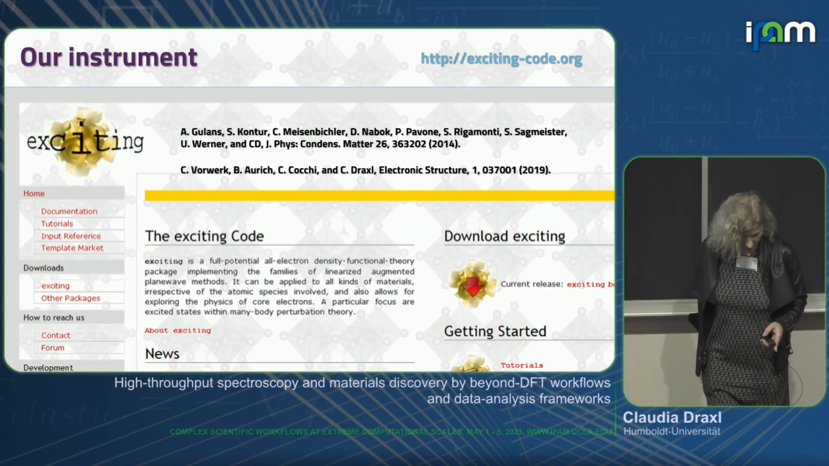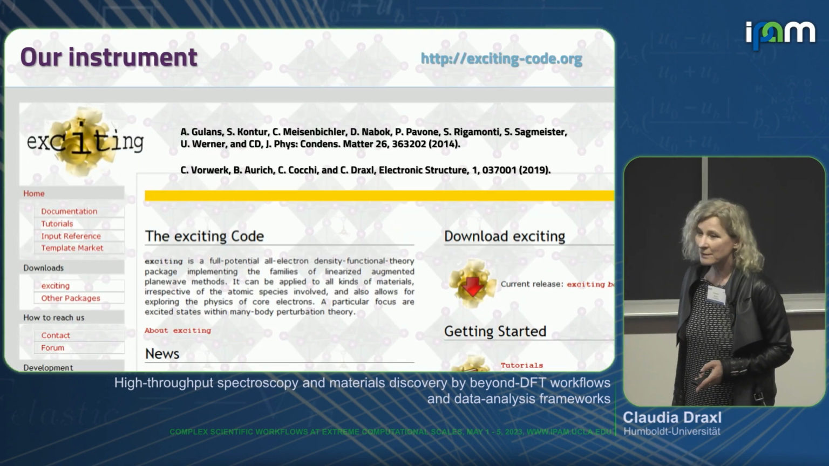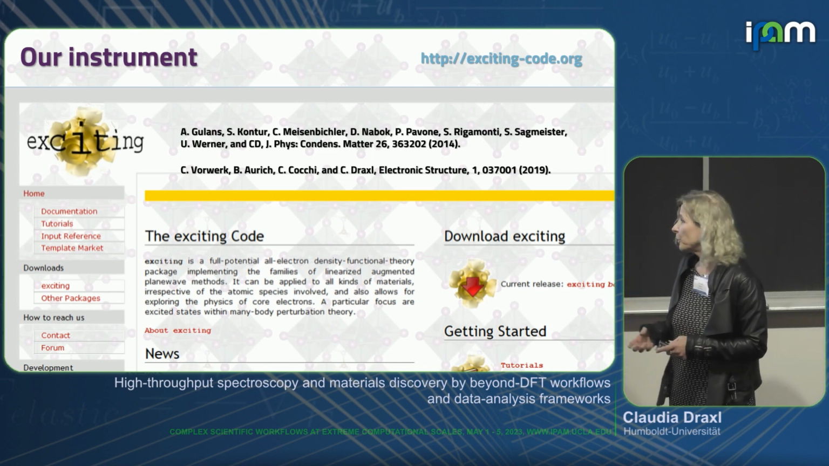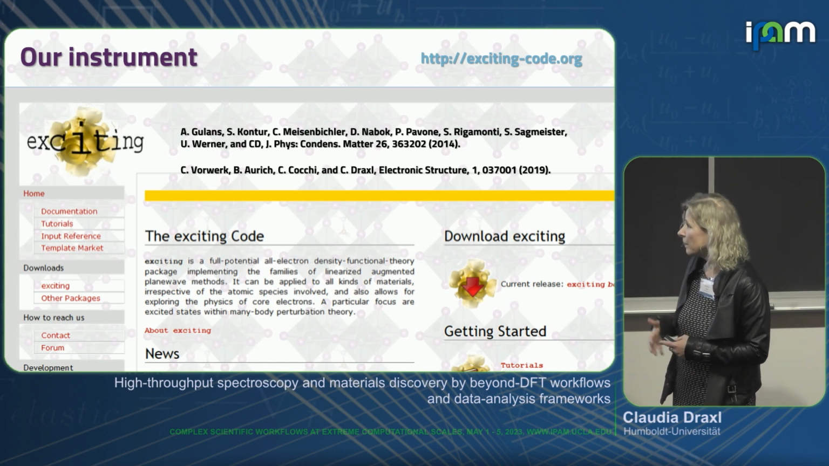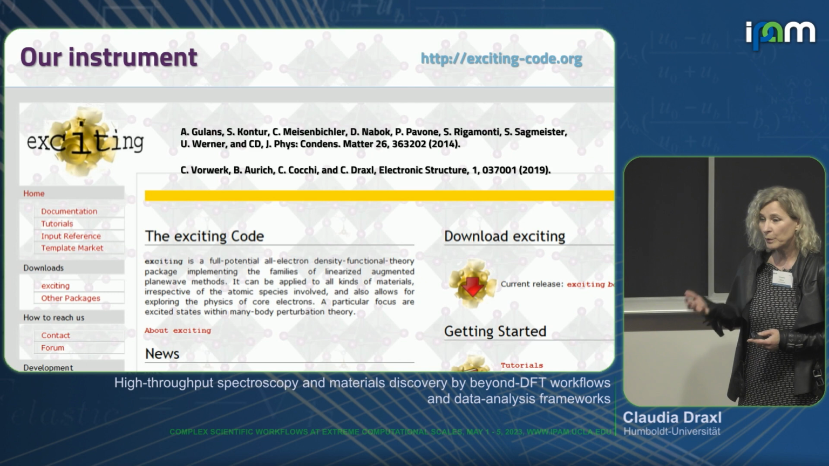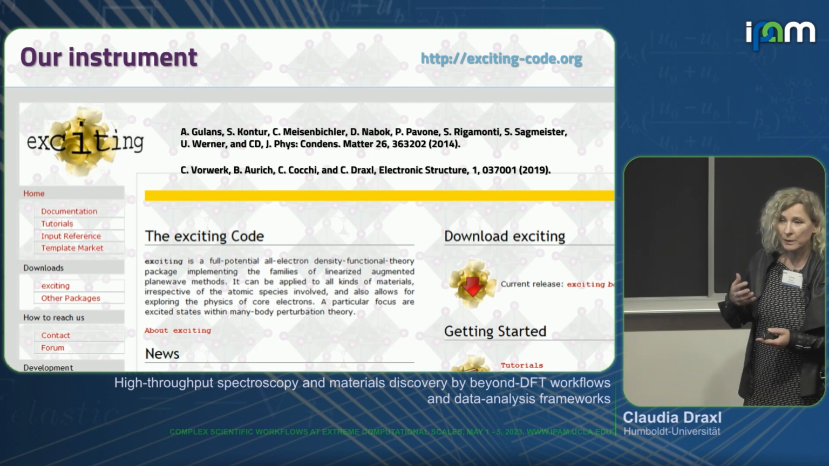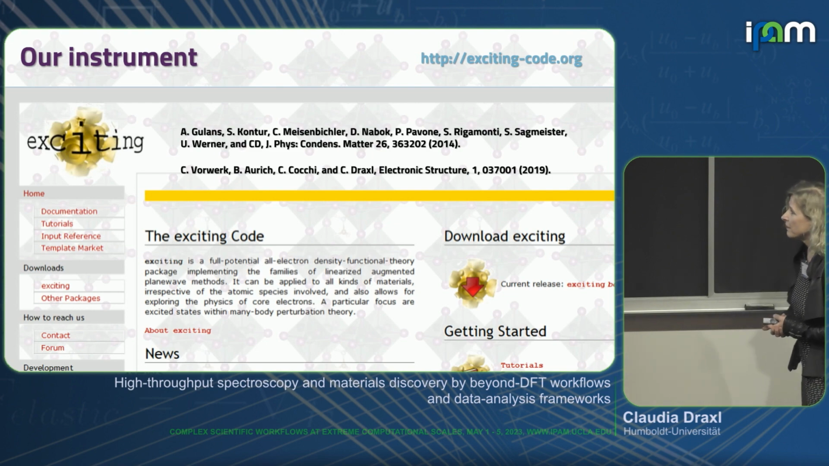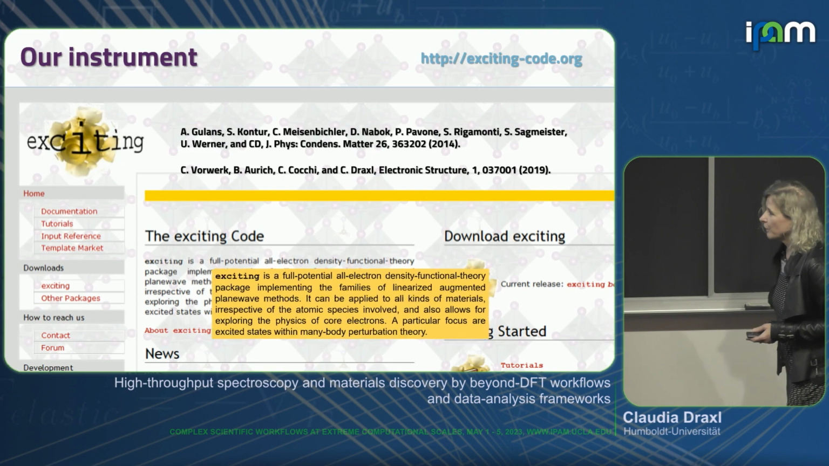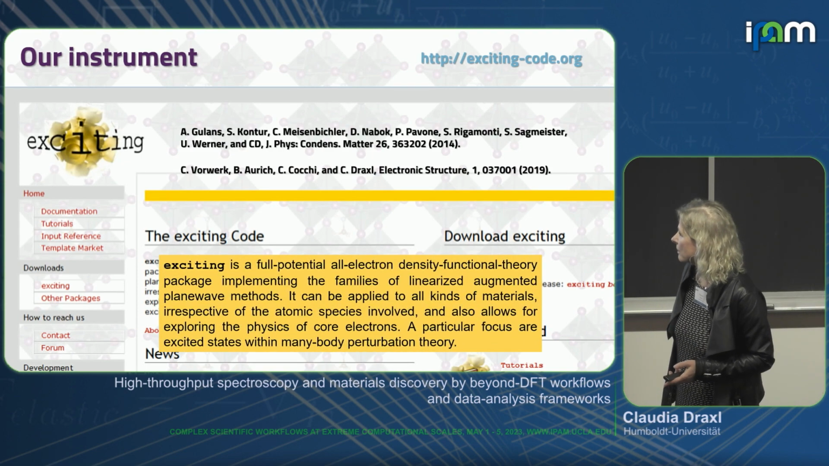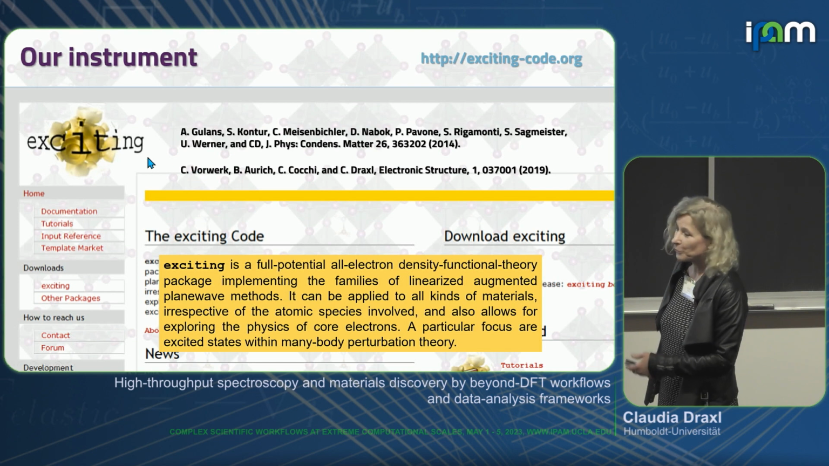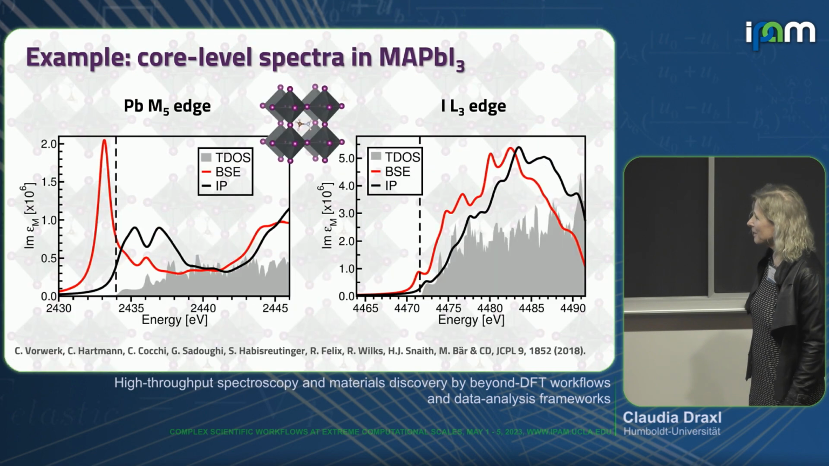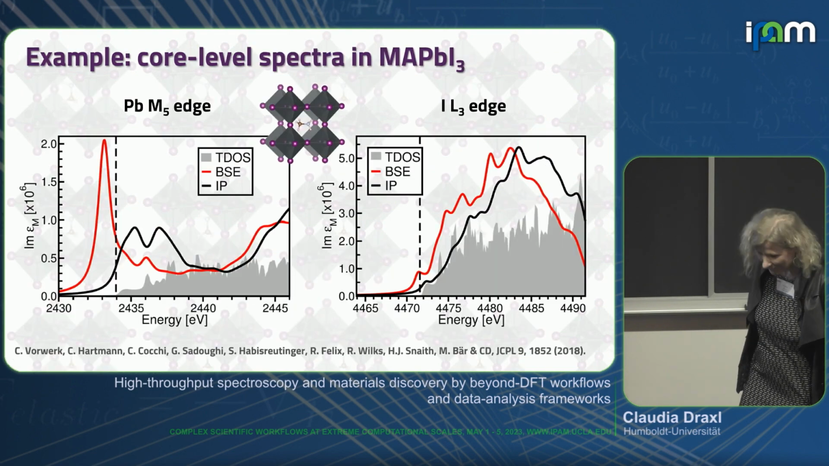Let me just show you in one slide what exciting is about. This is the code that we develop in our group. It's an all-electron full-potential program implementing the LAPW method, and being all-electron full-potential, we're able to even address core states. Like we have seen before, we can also compute core spectra, for instance, right? So we have a very strong focus on excited states. We like excitations. That's why we also developed the most exciting code on Earth. We will see a few examples of this in a second.